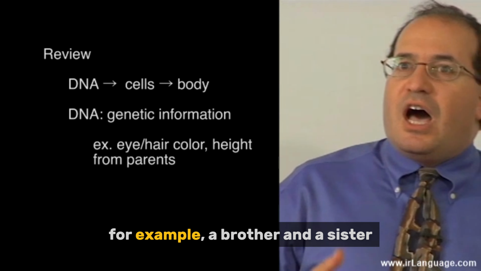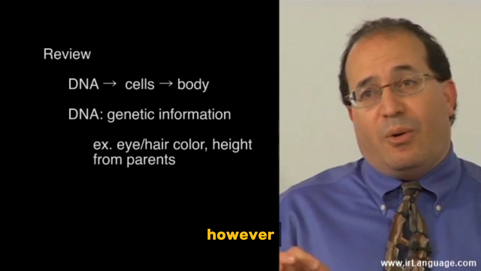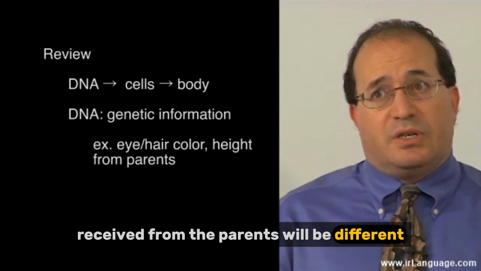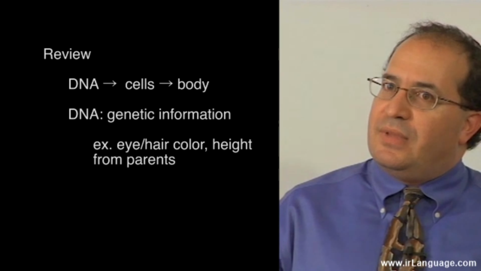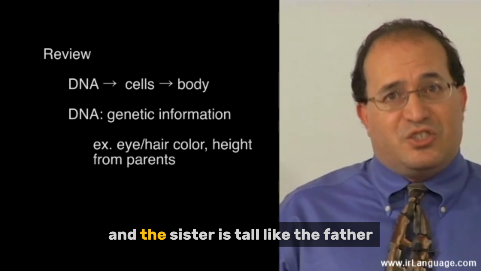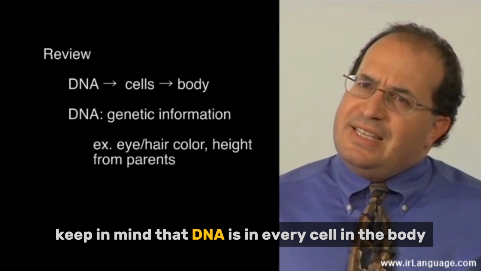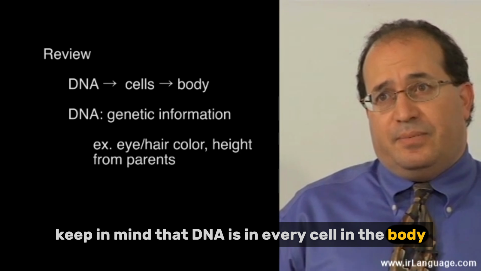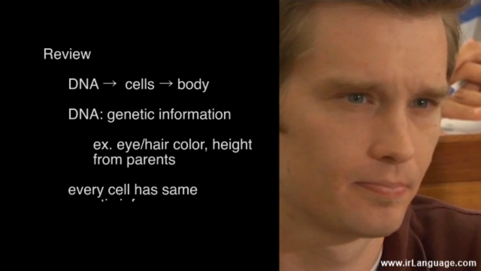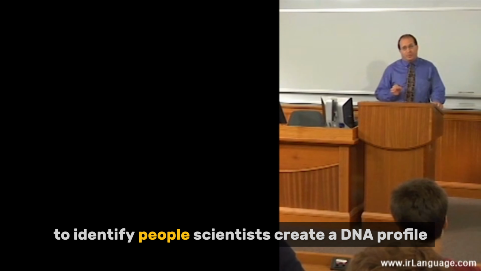For example, a brother and a sister may end up with the same color of eyes and hair. However, other genetic information received from the parents will be different, which is why they look different. For example, maybe the brother is short, like the mother, and the sister is tall, like the father. Keep in mind that DNA is in every cell in the body, and that all of these cells contain the same genetic information. Now, let's look at how DNA testing is used to identify people.